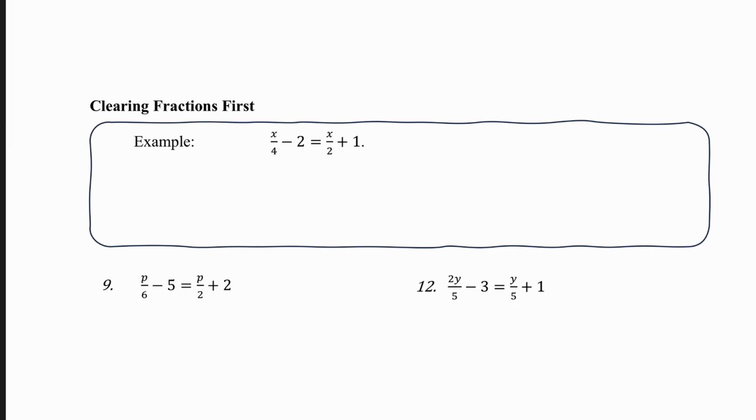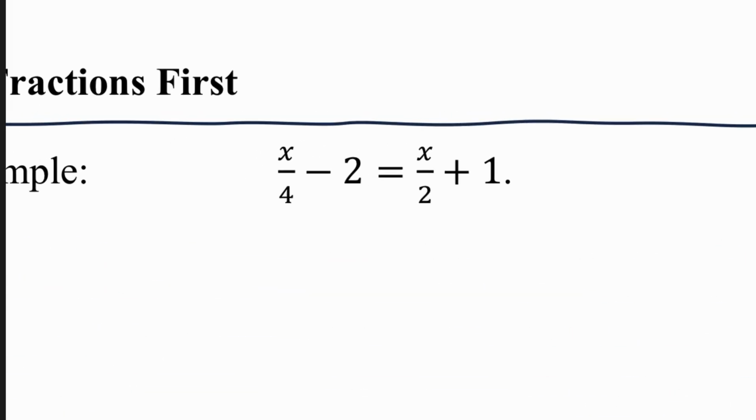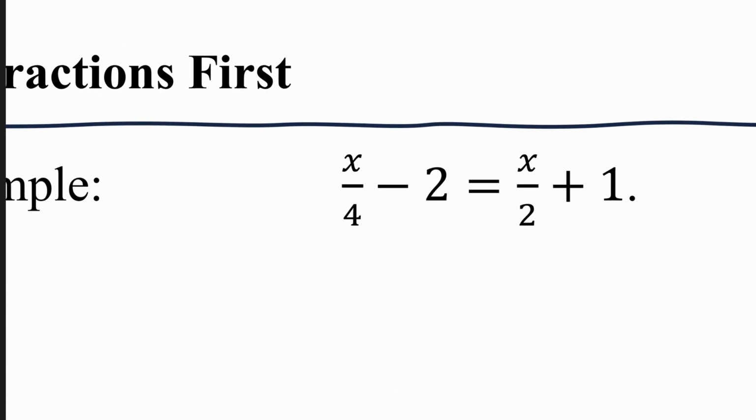Now we are moving on to section 2, clearing fractions first. Sometimes equations contain fractions. So before solving, we have to remove the fractions from the equation. We do this by multiplying every term by the LCM. Let's look at the example. So this is our example: x over 4 minus 2 equals x over 2 plus 1. I have two fractions here, x over 4 on the left hand side and x over 2 on the right hand side. So look at the denominators. One of the denominators is 4, the other one is 2.